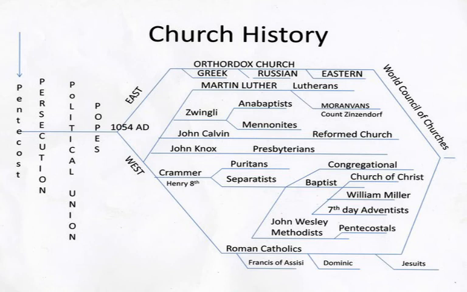We want to review now. We have the beginning of the church at Pentecost. We have the apostolic age. We have the persecution of the early Christians. Then we have the political union. That was in 313 A.D. with Constantine, making it legal for Christians to practice their religion, and united the church with the state.